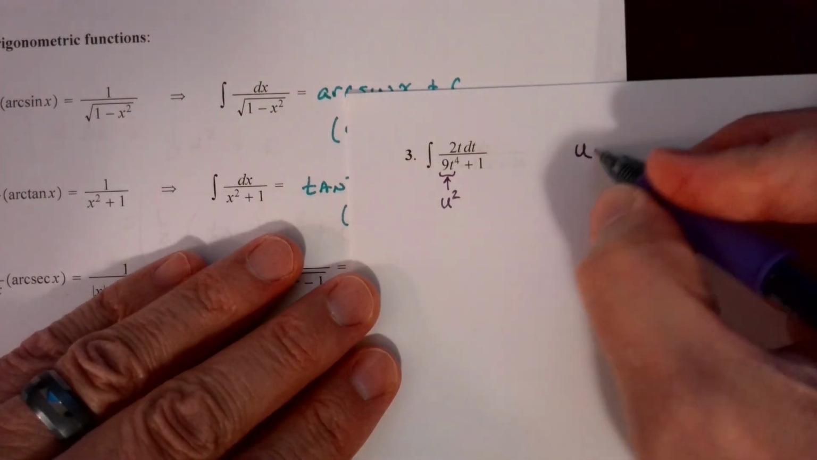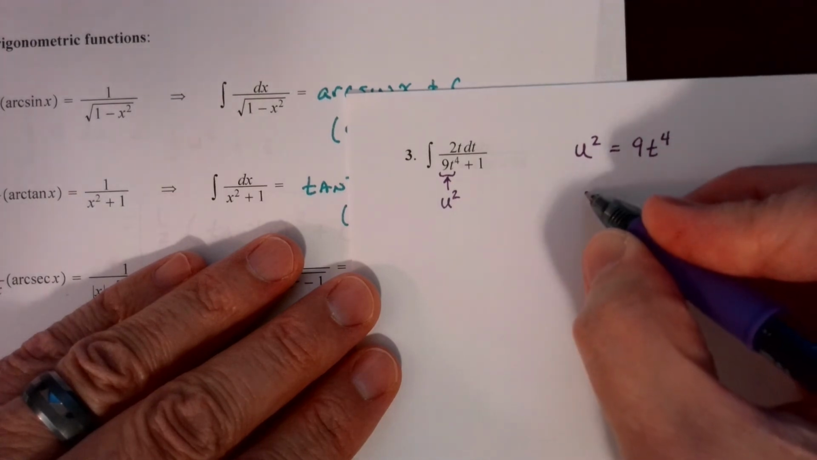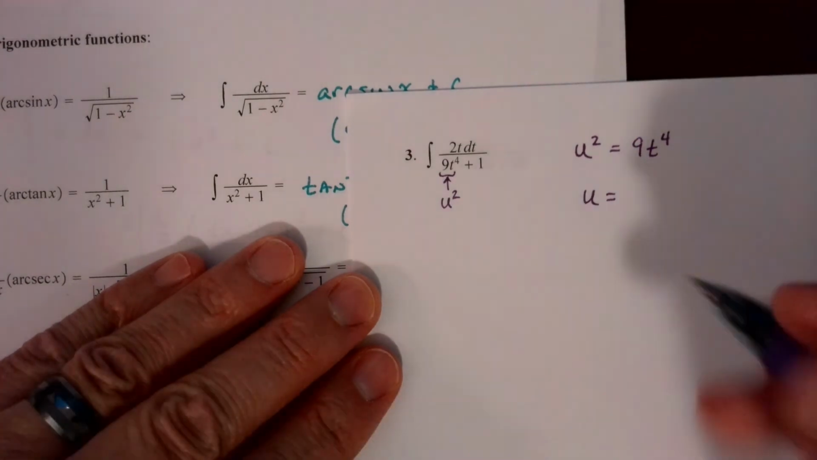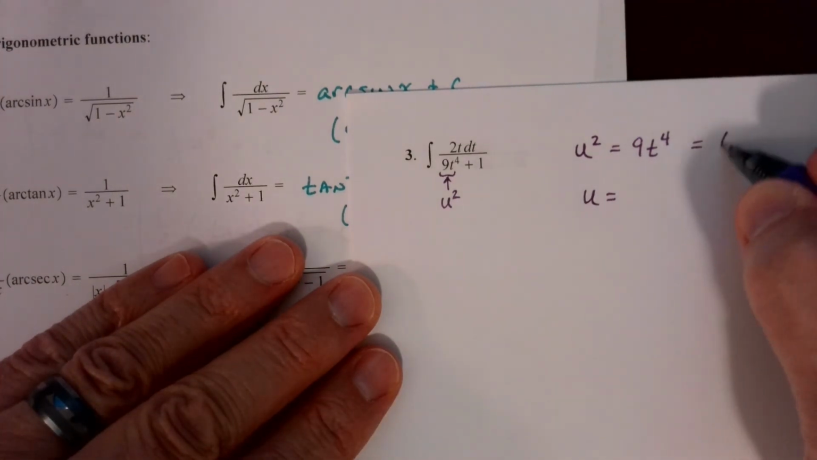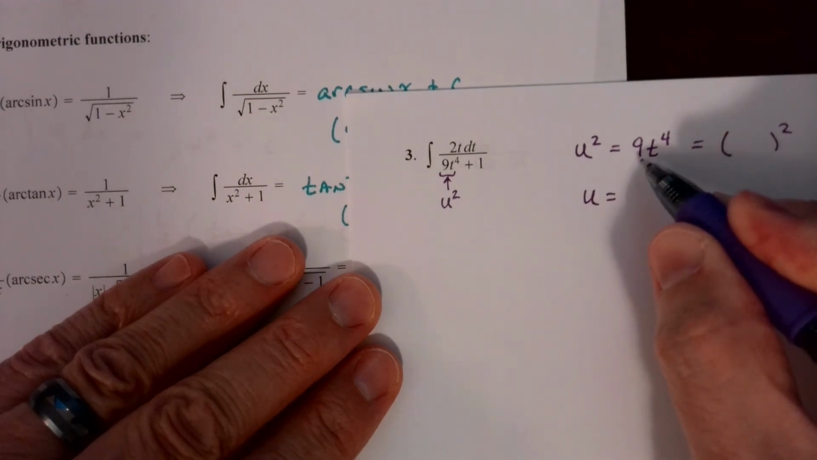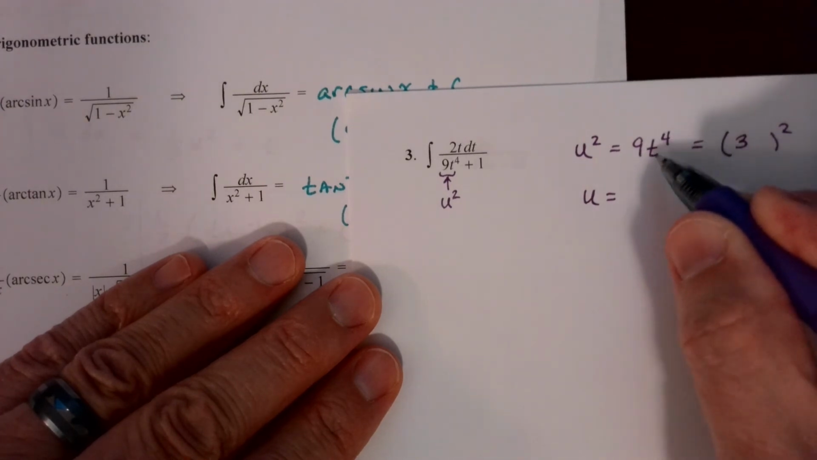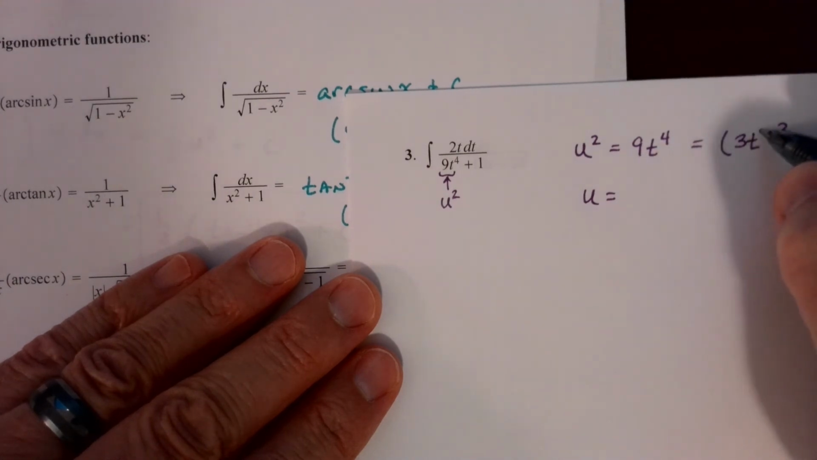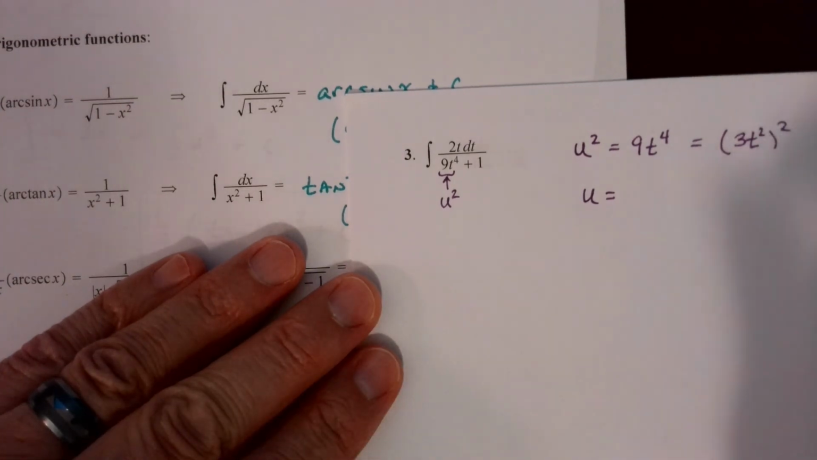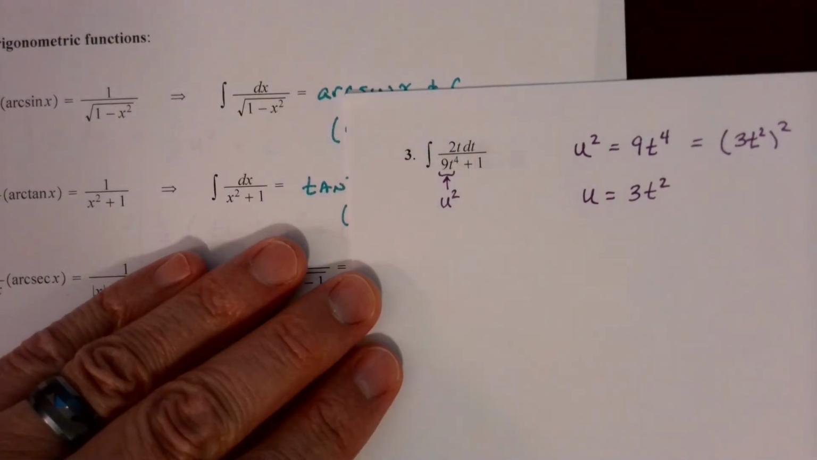Let's see. If I let u squared be 9t to the 4th, now this is real important. What is the value of u? If u squared is 9t to the 4th, u is what? Think about what is being squared here. How do you get 9? What do you square to get 9? 3. What do you square to get t to the 4th? Remember, you multiply exponents, so that's t squared. 2 times 2 is 4. We're not adding exponents here, remember, we're multiplying. So u is 3t squared. That's what we need to choose for our substitution.